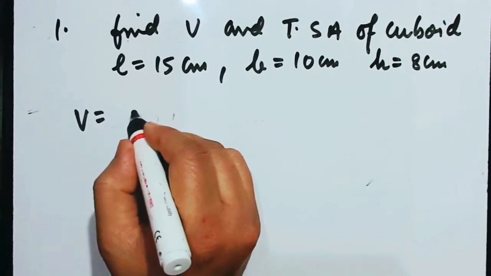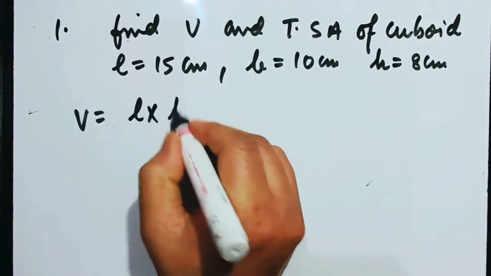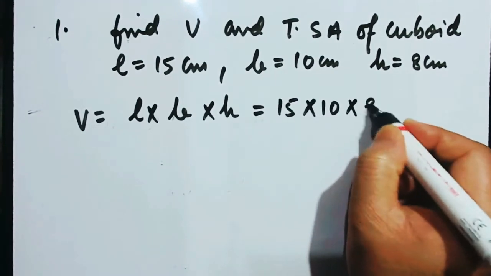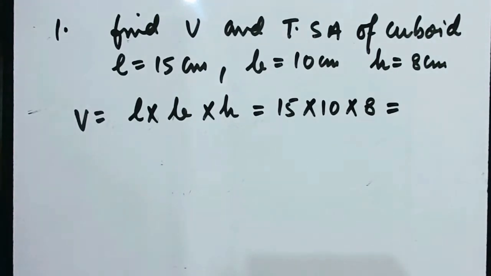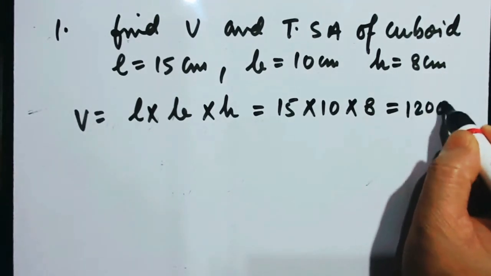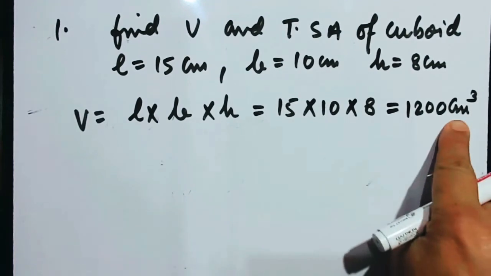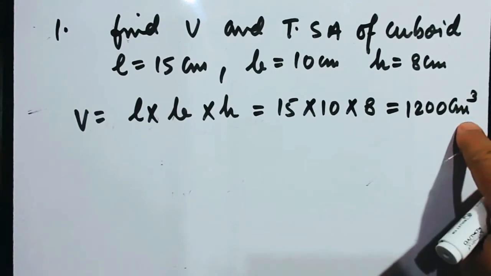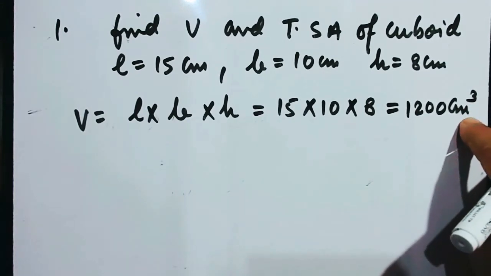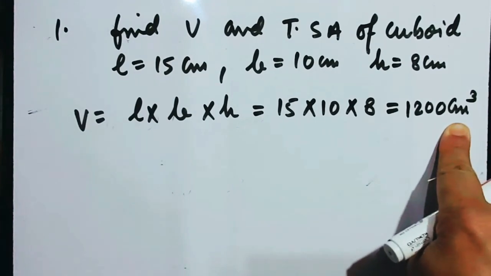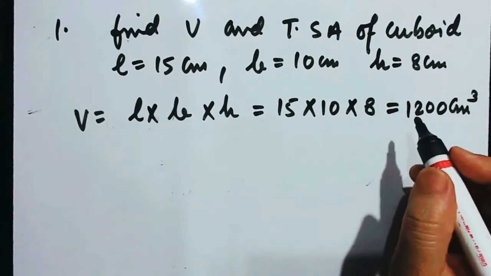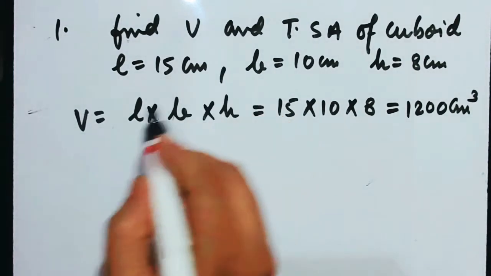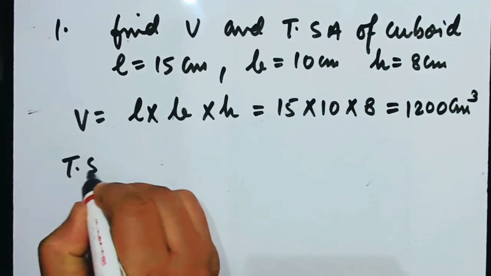So the volume will be equal to how much? Volume will be equal to L into B into H, which on multiplication, 15 into 10 into 8, will give you a value 1200 centimeter cube. So centimeter cube is very important over here, because a slight change from centimeter cube to centimeter square will change the value. Okay, let us find out the surface area, that is total surface area.